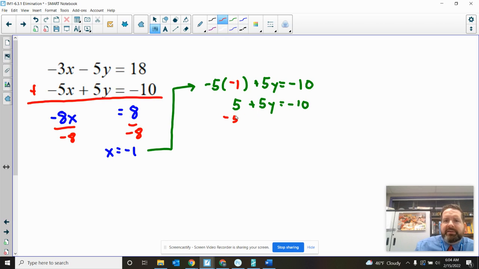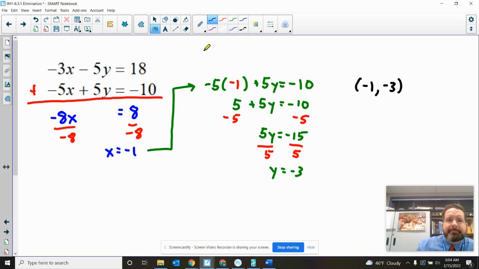Okay, I want to get y by itself. And a division to finish out. So our solution, at least we think, we're going to check it. Negative 1, negative 3, x first, y second. That would give me here 3 plus 15 is 18. And that would give me here 5 minus 15, which is negative 10. So it works out okay.